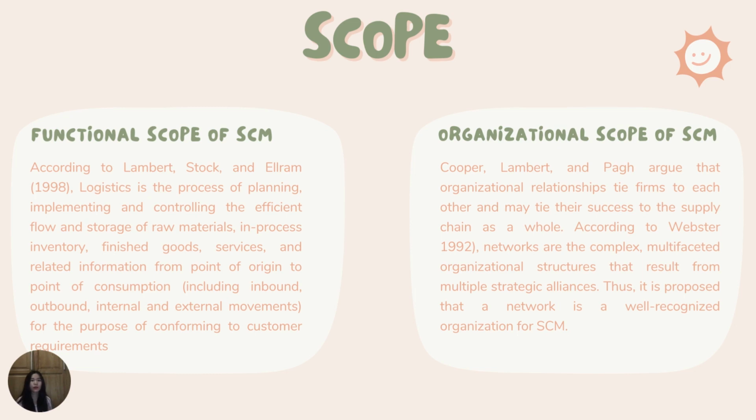Next, we move to the scope. The scope of supply chain management is functional and organizational. The functional scope of supply chain management refers to which traditional business functions are included or excluded in the implementation and the process of supply chain management. The organizational scope of supply chain management concerns what kinds of inter-firm relationships are relevant to the participating firms in the implementation and the process of supply chain management.